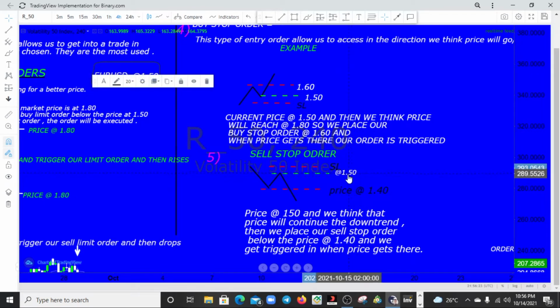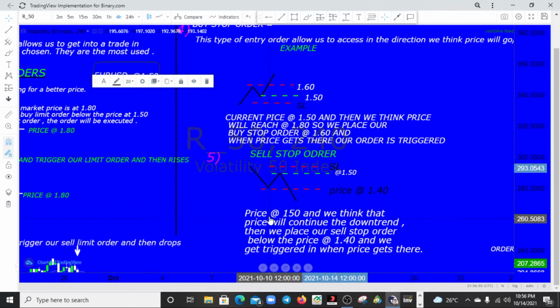Price is at 1.50 right here, and now this is a stop loss, right? And now we discover that price is going to continue in the downward direction, and then we make sure that we place our penny order below. This is below because it's a sell stop. You want the price to continue in the direction of the trend, so you place this penny order below, which is at 1.40 or whatever you want to place the penny order at.